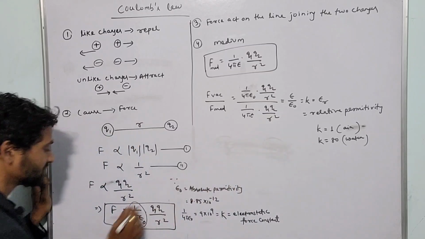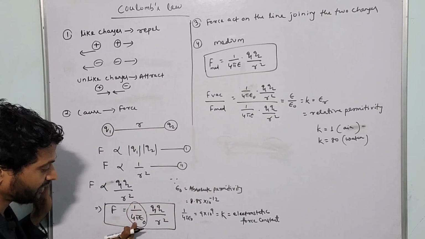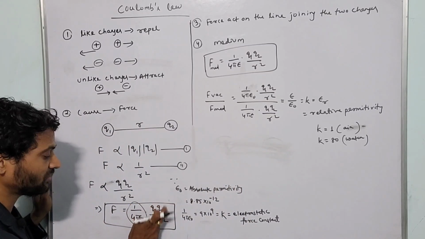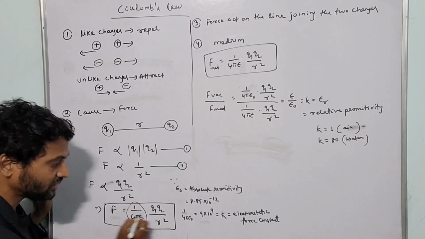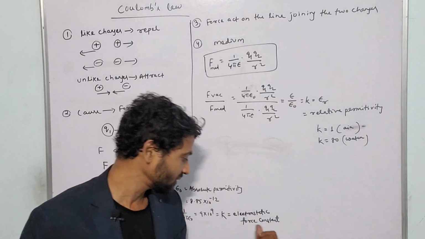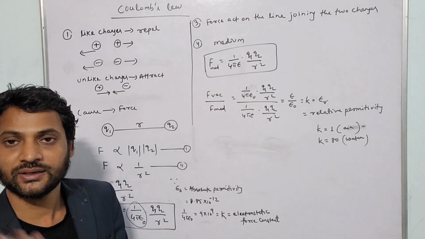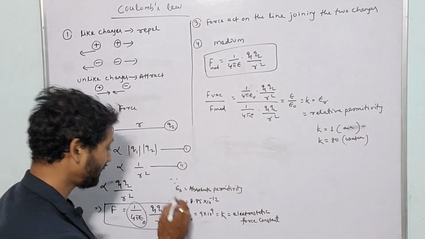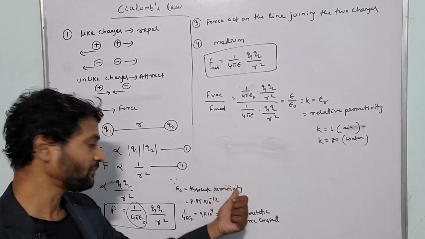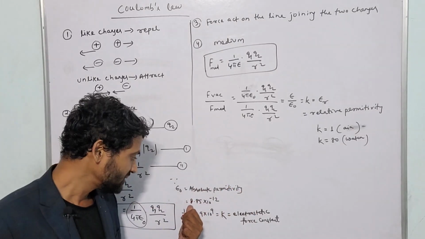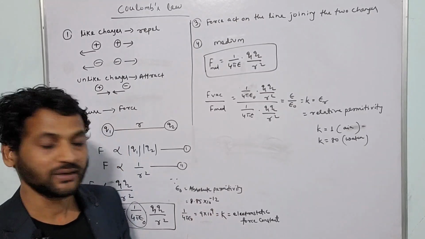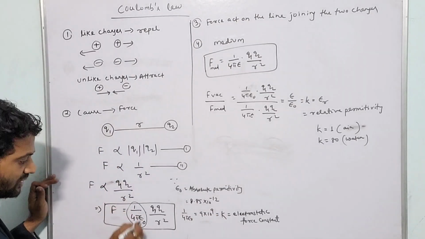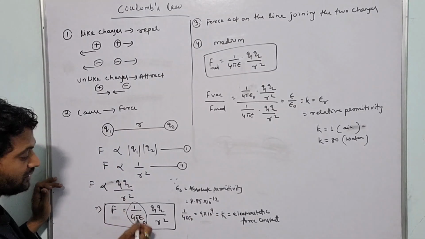ठीक है? So F is equal to 1 by 4 pi epsilon naught Q1 Q2 by r square. 1 by 4 pi epsilon naught is nothing but electrostatic force constant, that is K. That value is 9 into 10 to the power 9. And epsilon naught is absolute permittivity. That value is 8.85 into 10 to the power minus 12. कभी कभार question आ जाता है what is the unit of epsilon naught?